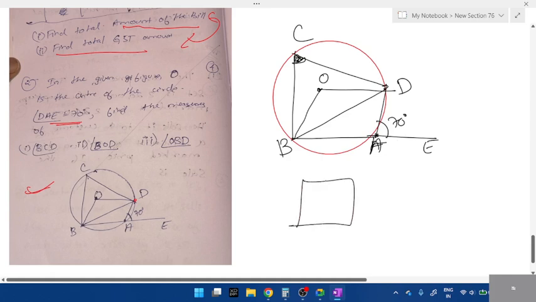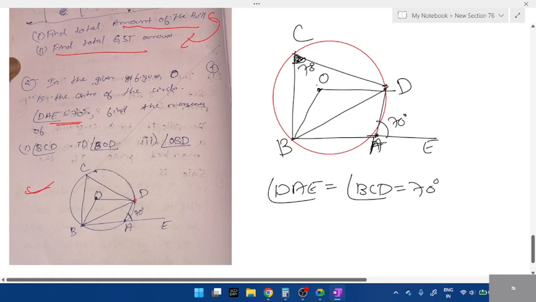See, this is the concept, students. If this is a cyclic quadrilateral, this is the external angle. If this is 70, the interior opposite angle also should be 70 degrees. So angle DA is equal to what? Angle BCD. 70 degrees. That is what they have asked, right?